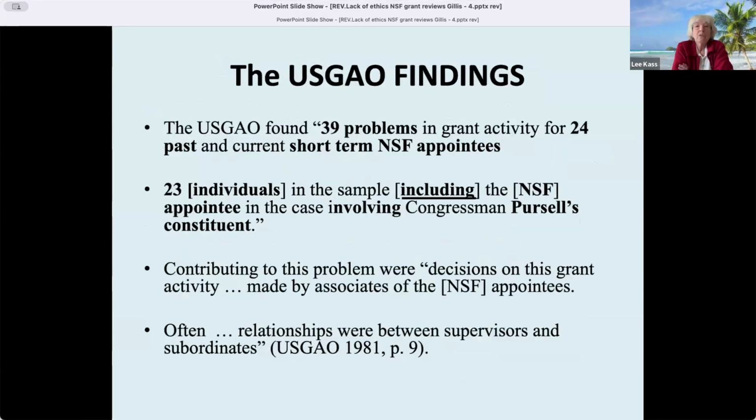They found 39 problems in grant activity for 24 past and current short-term NSF appointees. Recall, this investigation began in 79. The report was done in 81. 23 individuals in the sample, including the National Science Foundation appointee in the case involving Congressman Purcell's constituent. Contributing to the problem were decisions on this grant activity made by associates to the NSF appointees, and often the relationships were between supervisors and subordinates.